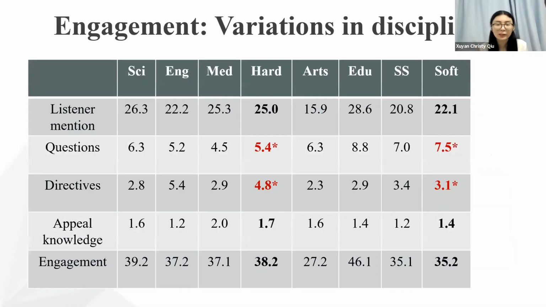In terms of disciplinary differences, we did not find any significant differences in engagement markers between the hard science and soft science groups. But if we take a further look at the different types of engagement markers, we may still find that the soft science students tended to use more questions in 3MT presentations, while the hard science students tended to use more directives in their 3MT presentations.